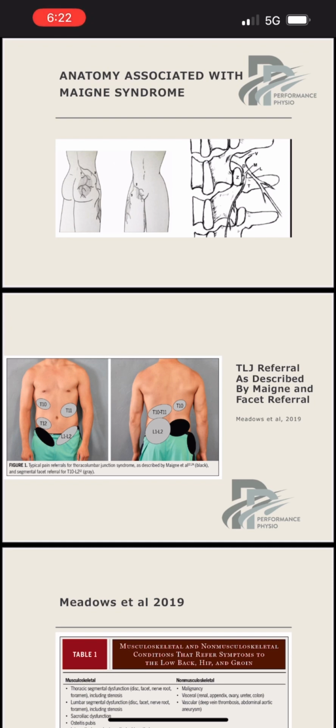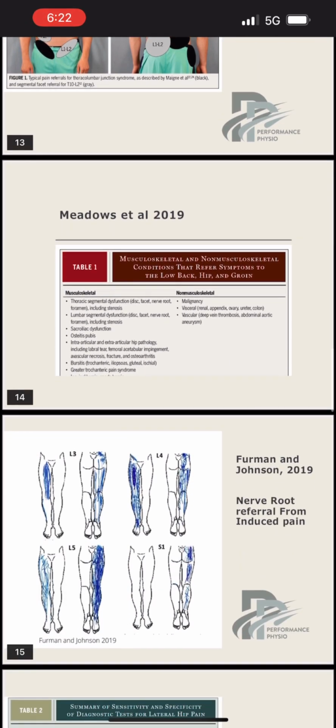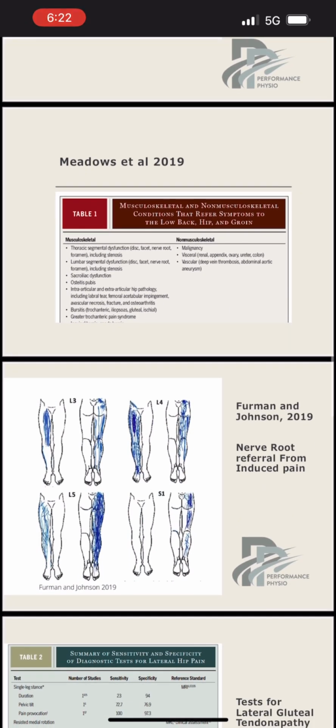So when we're looking at making the diagnosis, we need to be aware of these referral patterns, and do realize that there is some overlap of pain referral patterns from the facet as well as those dorsal rami.